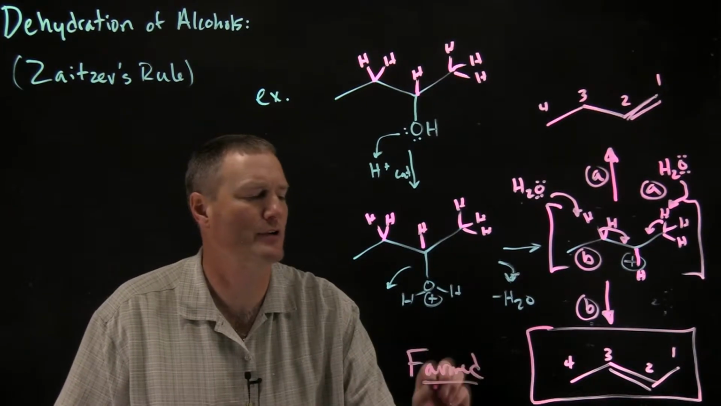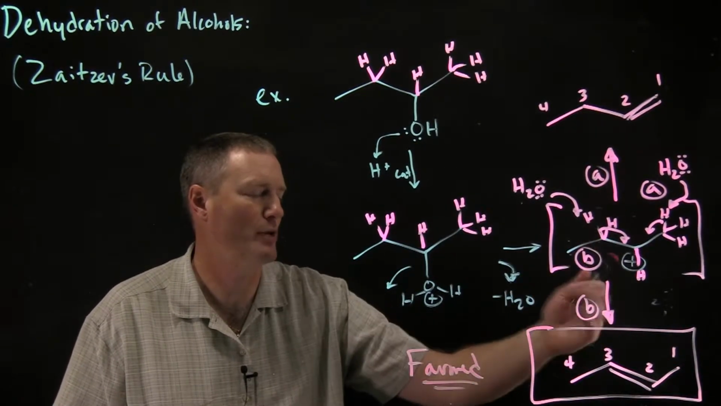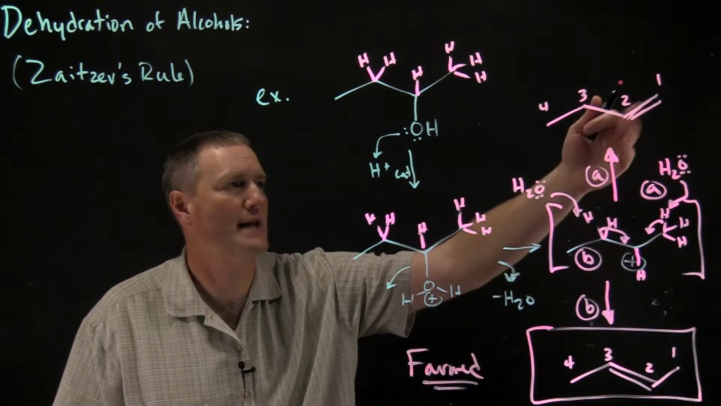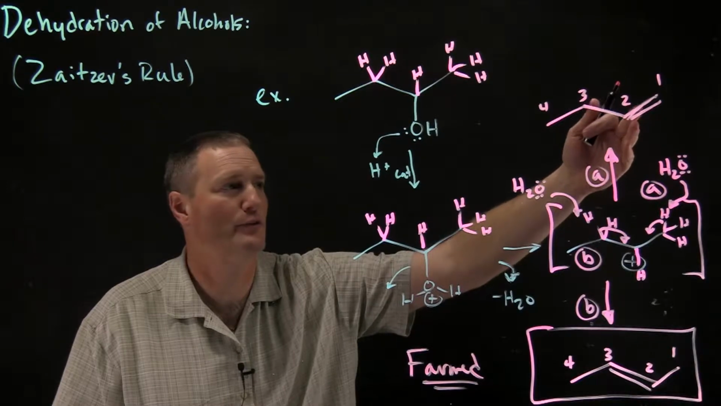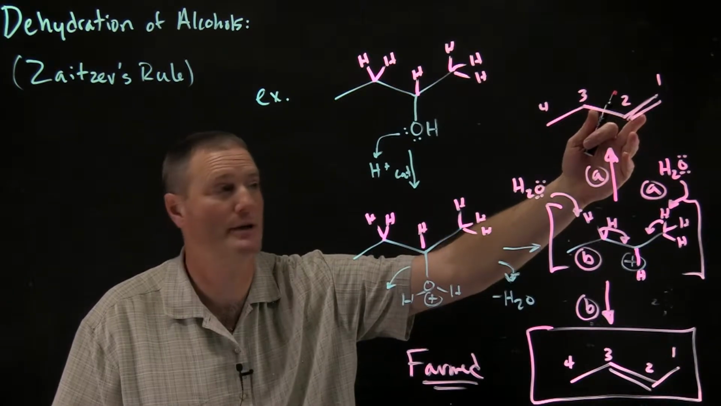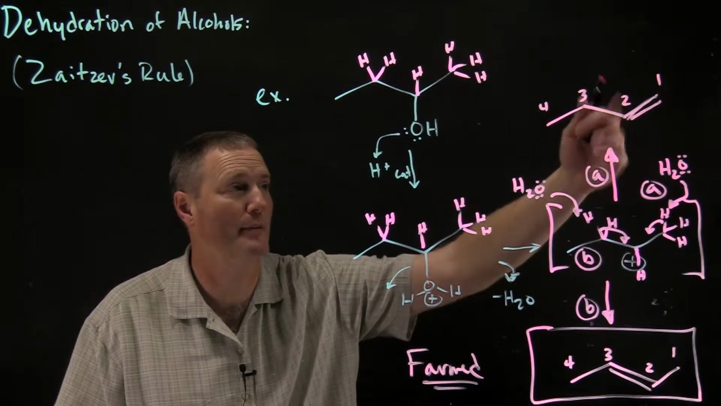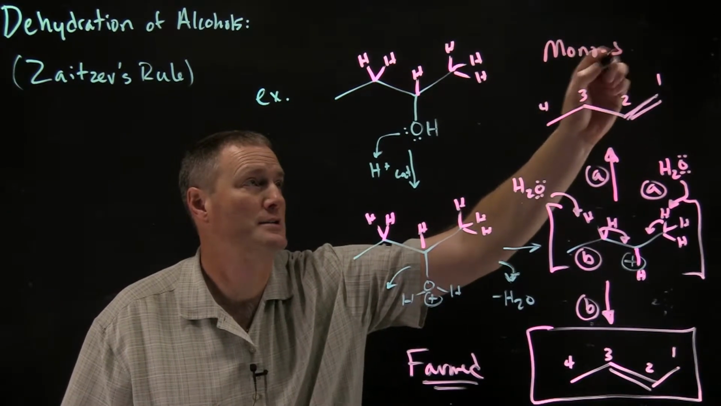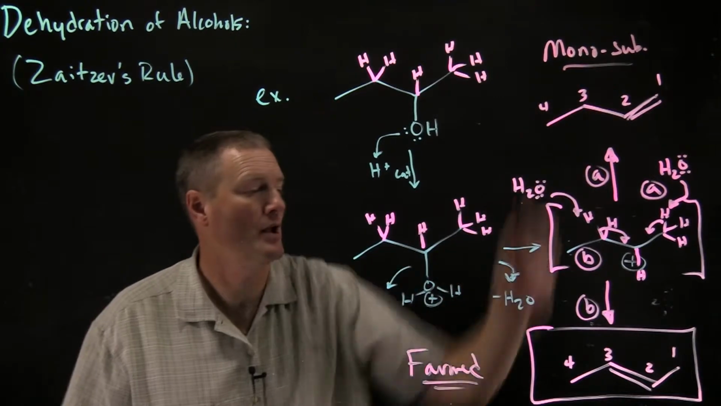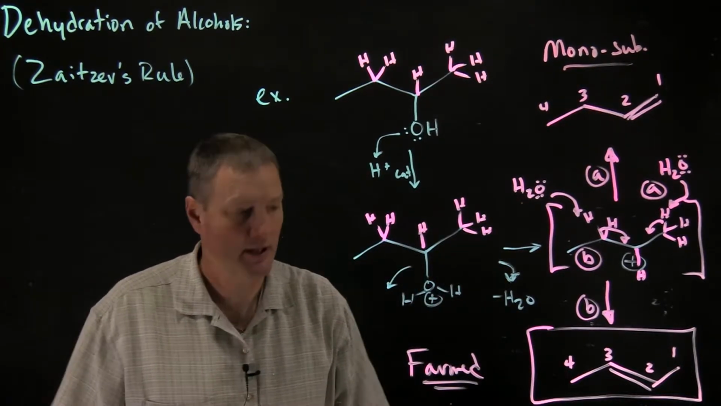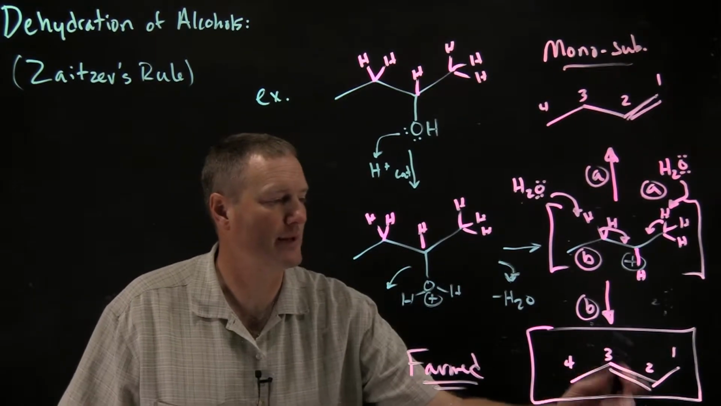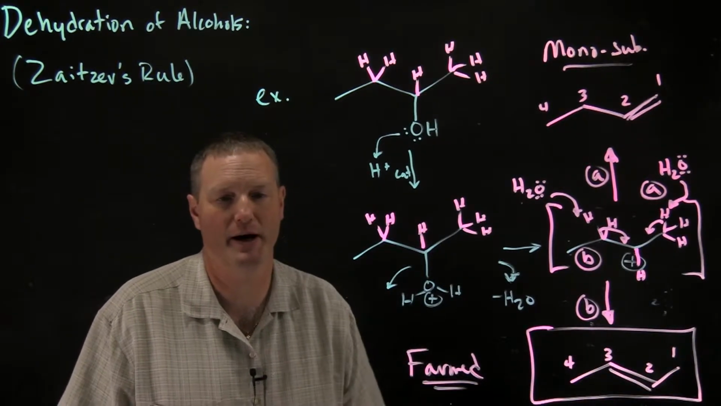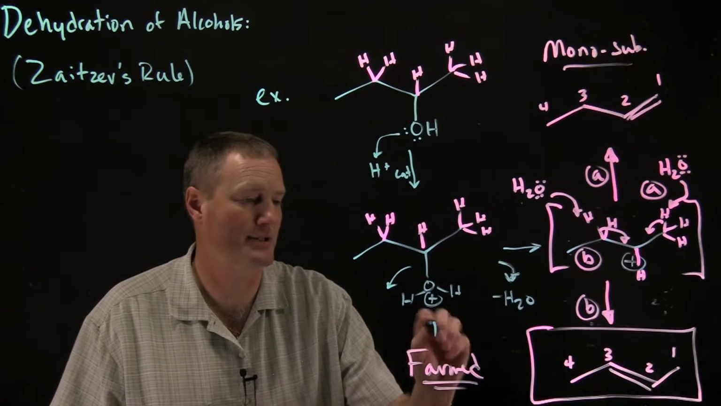Now, what's the difference between pathway B's product and pathway A's product? Well, let's look at the actual double bond. Notice that in this compound here, this is what's called a mono-substituted double bond. There's only one carbon group coming off the double bond. So this is called mono-substituted. Conversely, the one that's favored has one group here and one group here coming off the double bond. So this would be a di-substituted double bond.